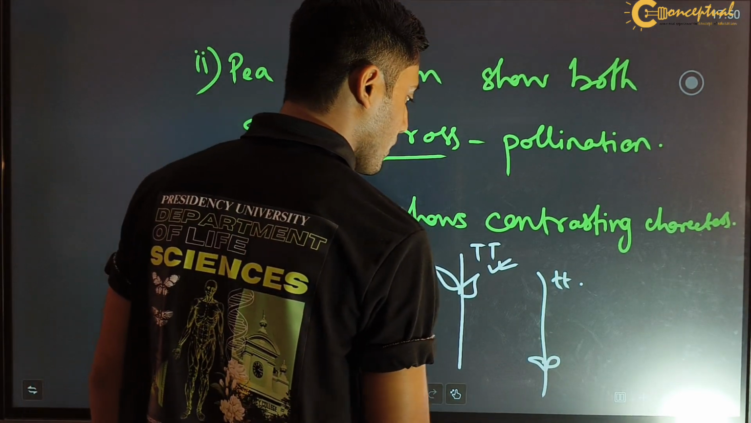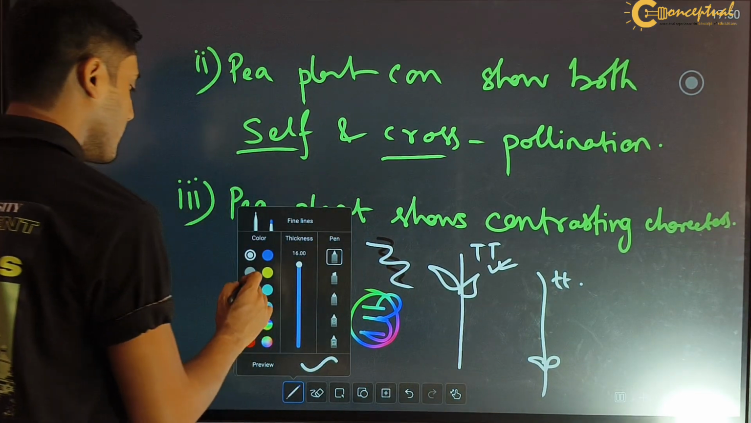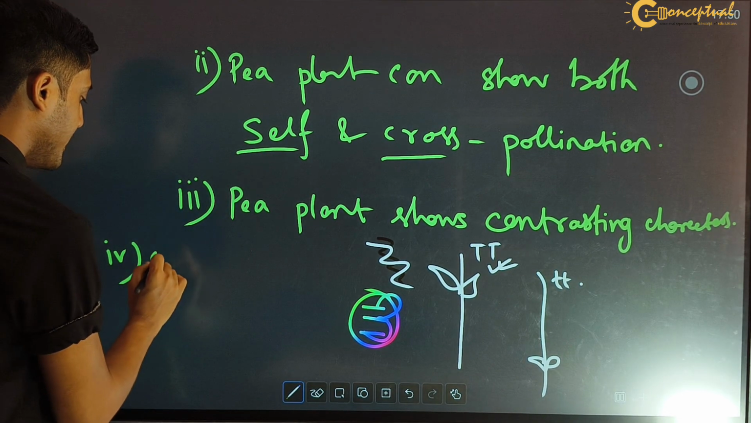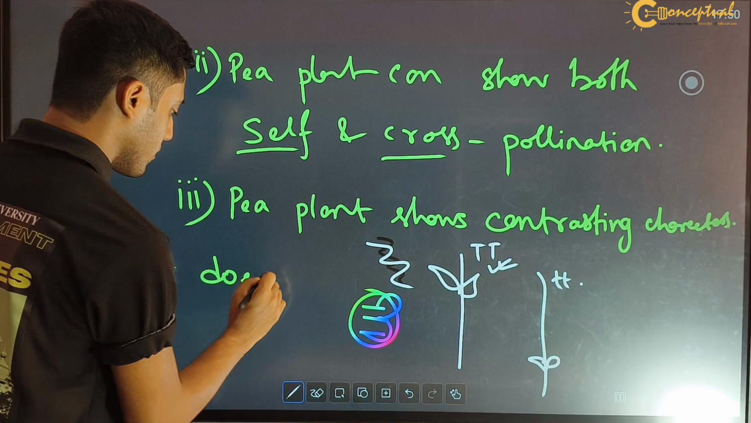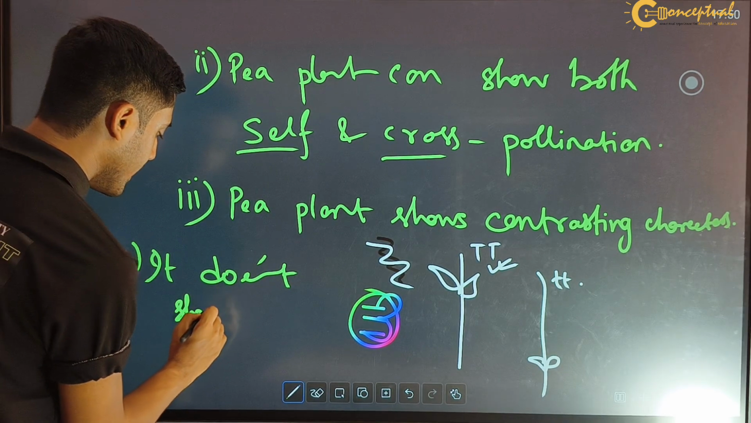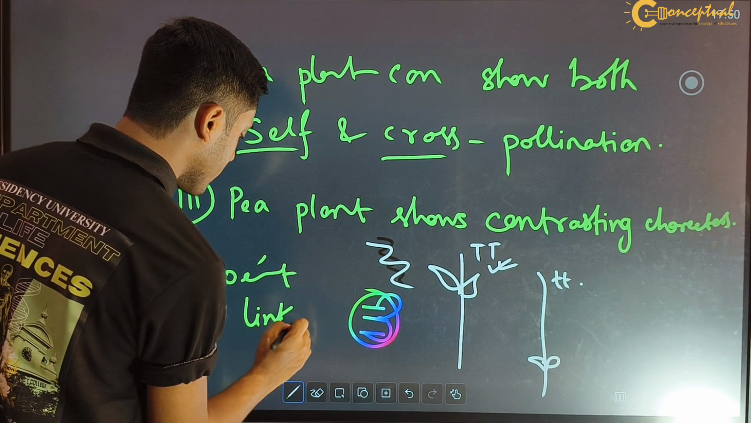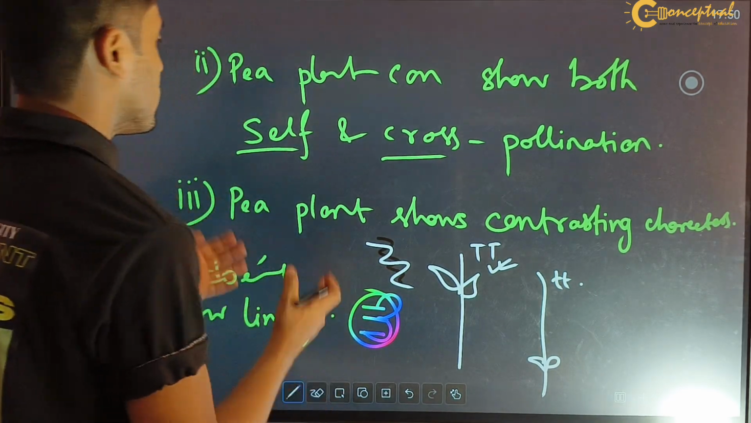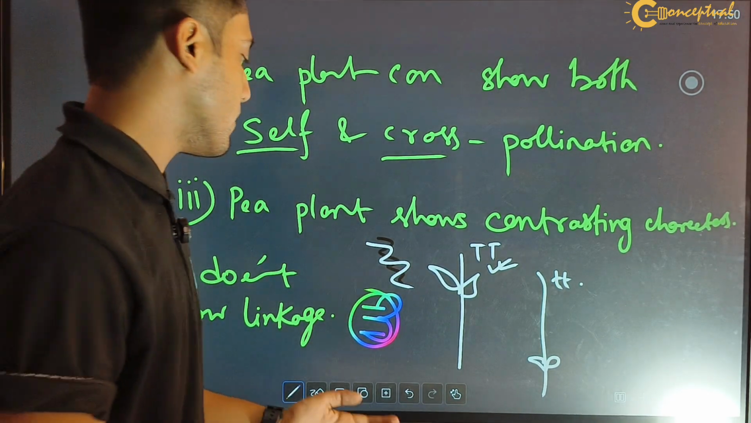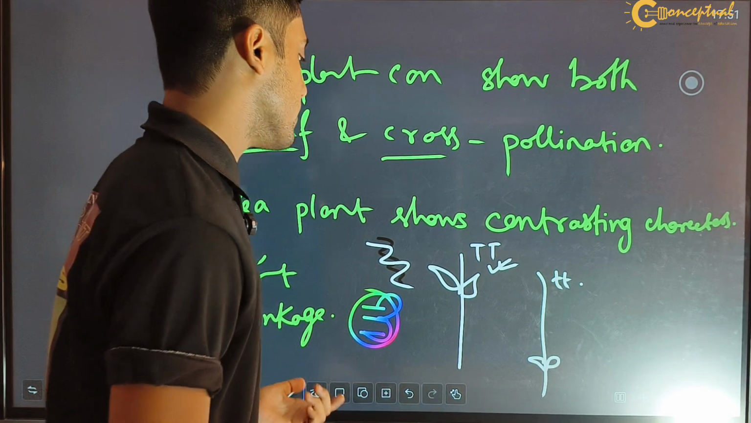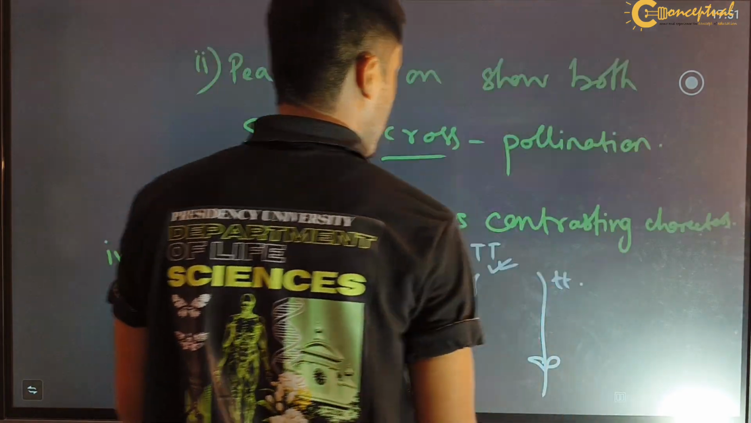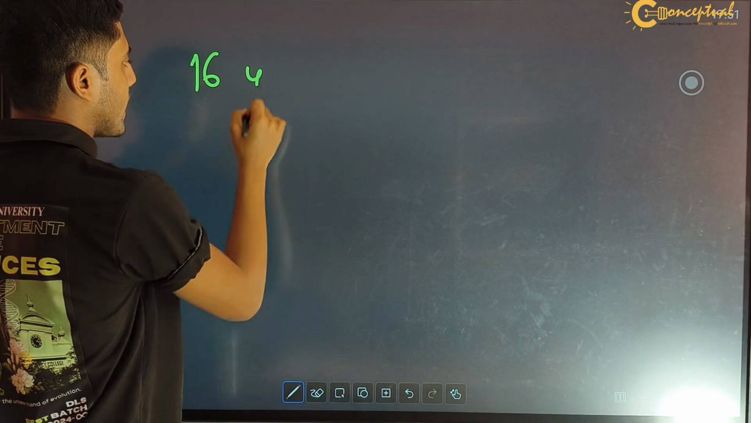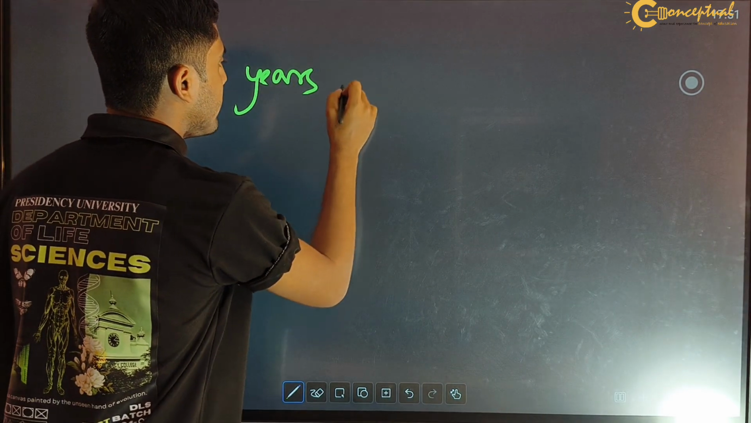The other benefit of choosing the pea plant was that it doesn't show linkage or linked genes, which would have formed intermediate properties. So these were the benefits of choosing the Pisum sativum plant or the pea plant for Mendel for a study of genetics. But to your surprise, Mendel's work was unrecognized for 16 years even after his death.